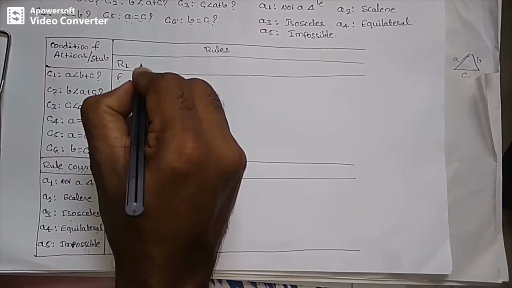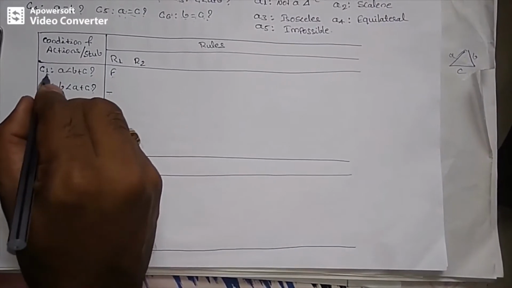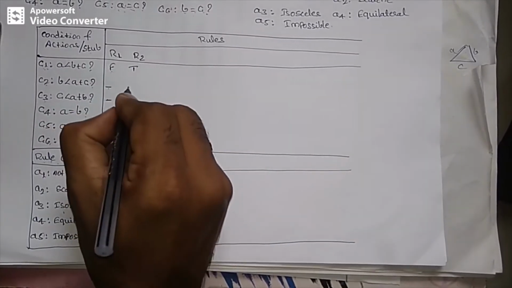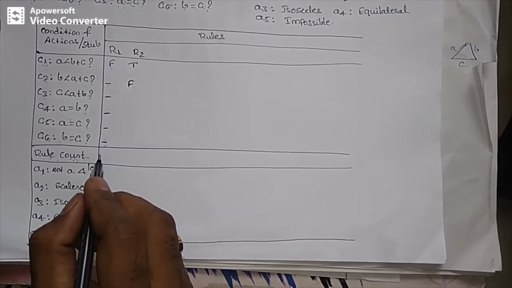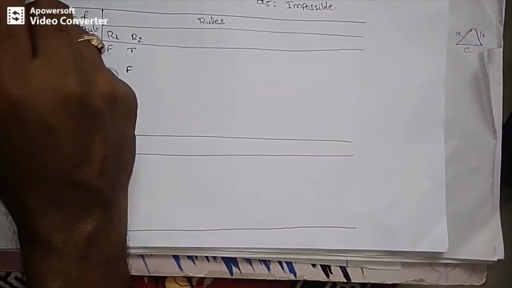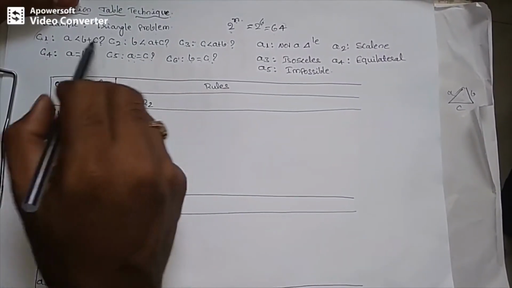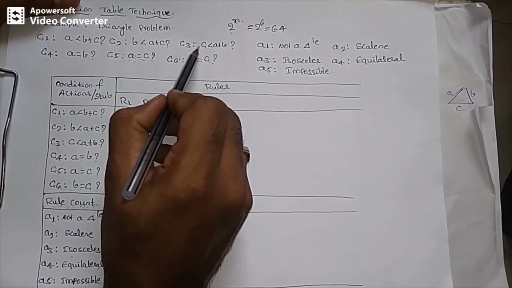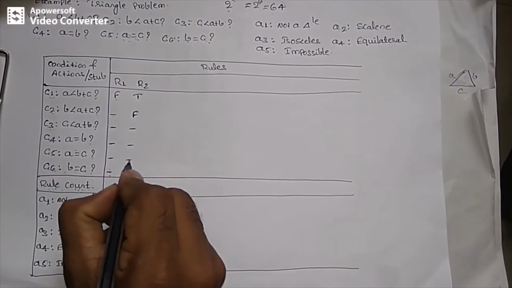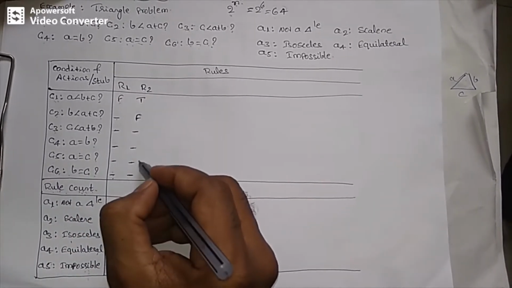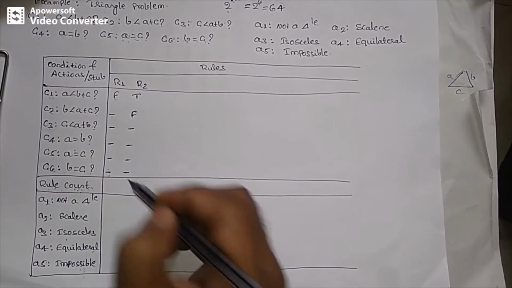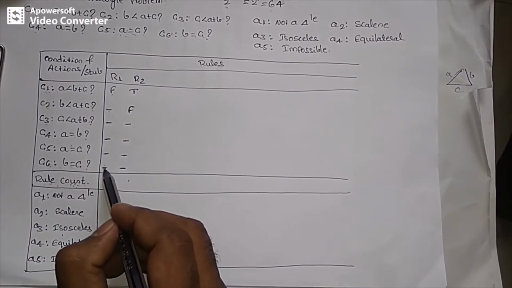Then we jump to rule 2. This time, condition C1 we make true, and condition 2 false. Then what about the remaining conditions? As I said, if any one of the conditions C1, C2 or C3 becomes false, then we are not bothering about the remaining conditions. Not applicable is represented as dash, dash, dash.